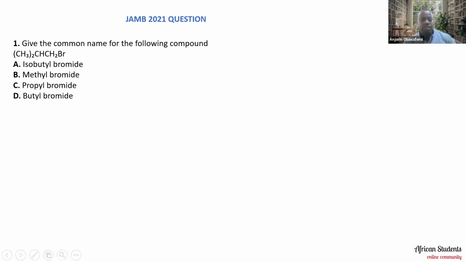Okay, so we look at the 2021 JAMB chemistry question now, and we start off with this first question that says, give the common name for the following compounds. The compounds are listed there, as you can see them. So please let's look at the options one after the other, and then you let me know what you feel the right answer is, please, before I review what the answer is.